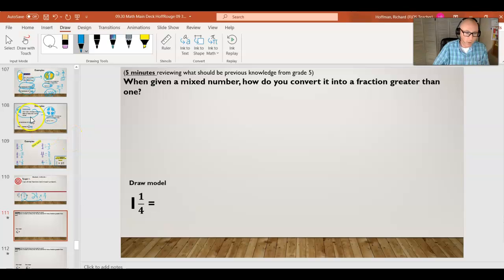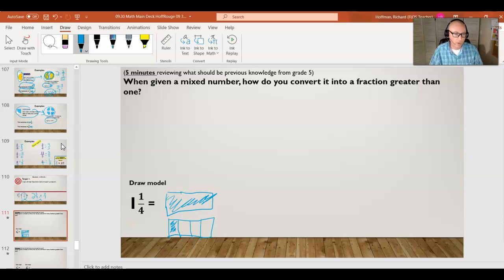So let's see, if we draw a model of this, 1 and 1/4. So I'm going to let this represent 1. So what would 1/4 of that be? Let me draw the 1 again. And let's take 1/4 of that. I'll divide it into 4ths. That means I have to draw 3 lines. Now I have 4 parts. 1/4 is this much. So I'll shade in the 1 and 1/4.